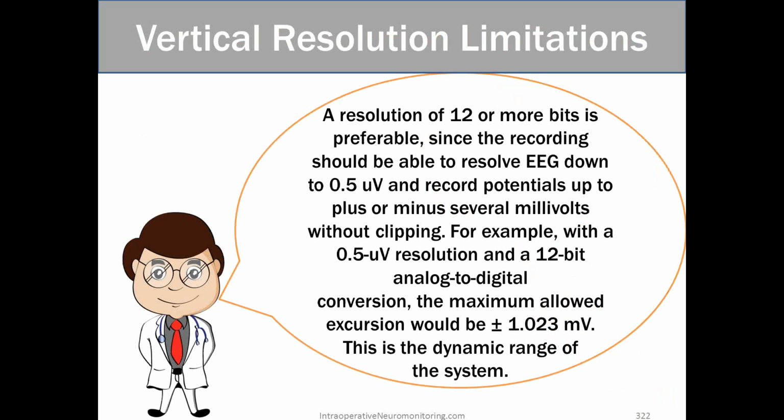Vertical resolution limitations. A resolution of 12 or more bits is preferred, since the recording should be able to resolve EEG down to 0.5 microvolts and record potentials up to plus or minus several millivolts without clipping. For example, with a 0.5 microvolt resolution and a 12-bit analog to digital conversion, the maximum allowed excursion would be plus or minus 1.02 millivolts. This is the dynamic range of the system.